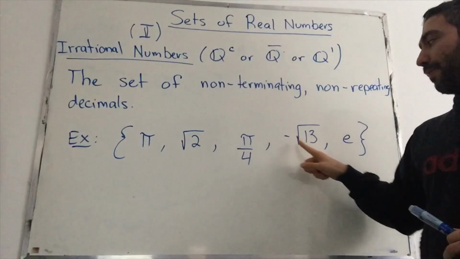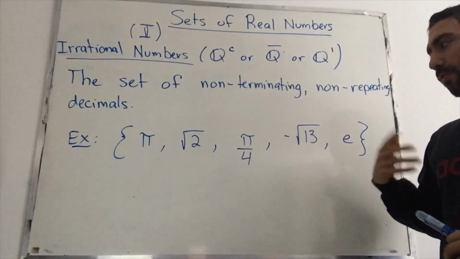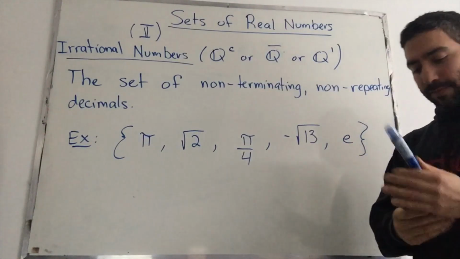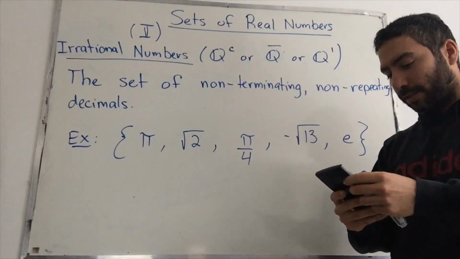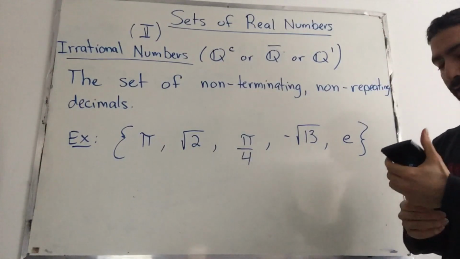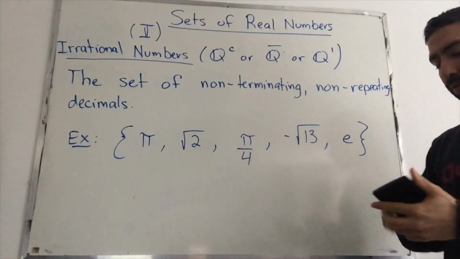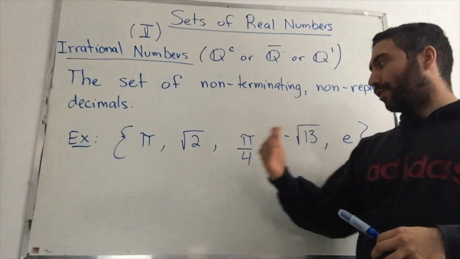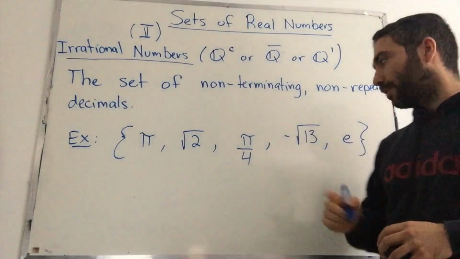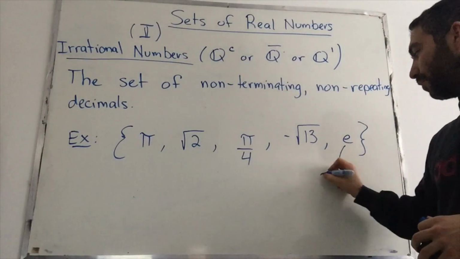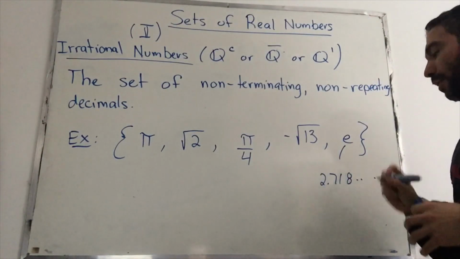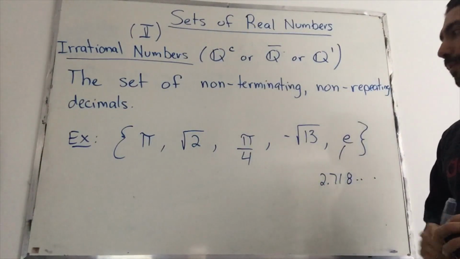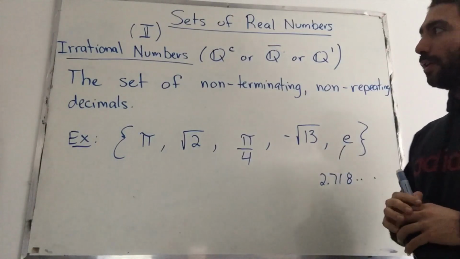Next we have the negative square root of 13. Once again, this is irrational. And lastly, we have e. E, Euler's constant, if you plug it into your calculator, it's 2.718281828. So it looks like there's a pattern that emerges, but if you plug it into a computer application software, you're going to see that there's no pattern that emerges. It's irrational. So this is like 2.718, and the numbers keep changing. It doesn't stop, and there's no repeating sequence of numbers. So that's the set of irrational numbers.